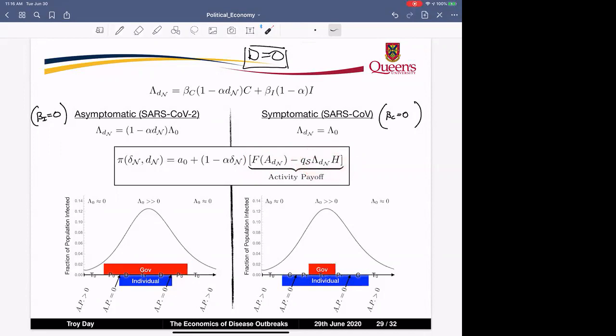So in the case of an asymptomatic infection, imposing a stay-at-home order increases the activity payoff. So it tends to make the payoff for going out better. In the case of symptomatic infections, this piece isn't affected by a stay-at-home order, and this piece goes down. And so for symptomatic infections, a stay-at-home order tends to make the activity payoff smaller. And that's the key to understanding why we get these different results in these different kinds of diseases. So I'm just going to walk through one example of this now to kind of highlight that.